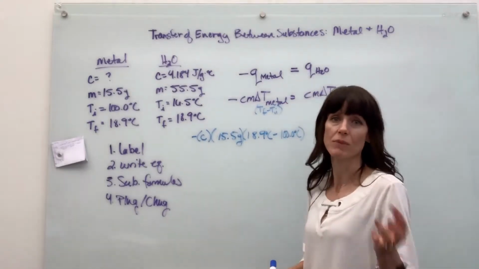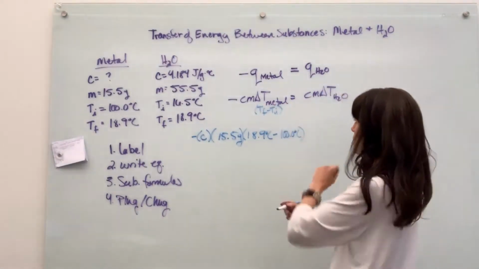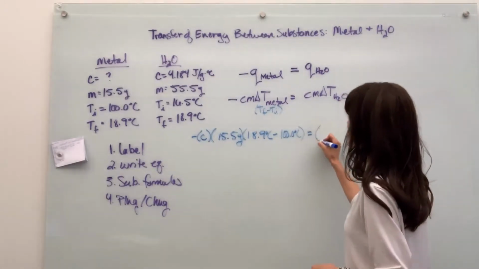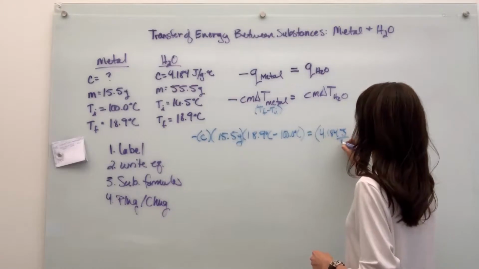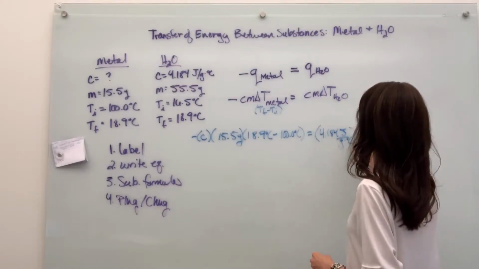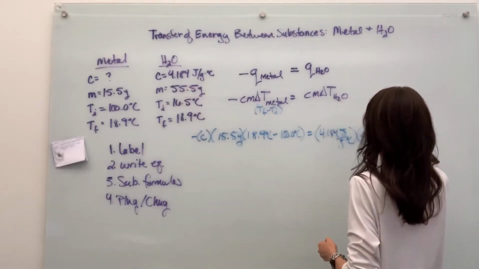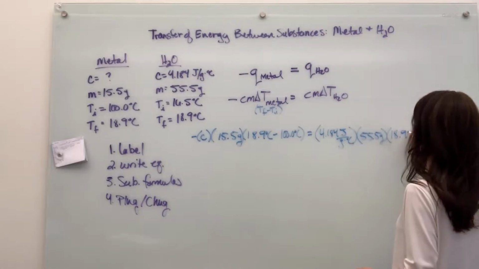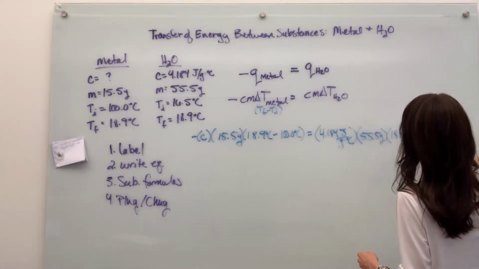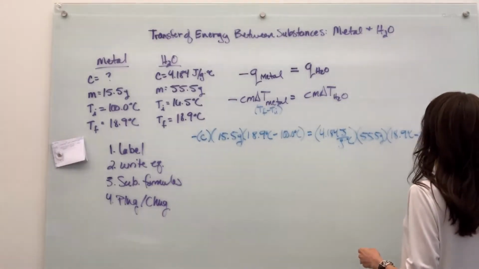It's always final minus initial. Very few exceptions to that in chemistry. Final minus initial equals specific heat of water, 4.184 joules divided by gram times degrees C, times the mass right here, 55.5 grams. Final temperature, 18.9 degrees C, minus the initial 16.5 degrees C.